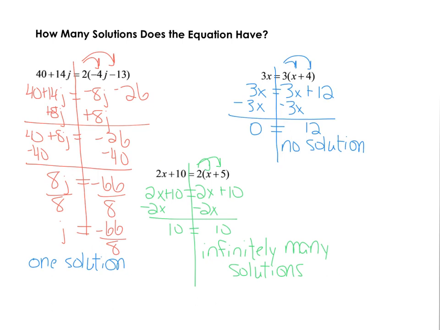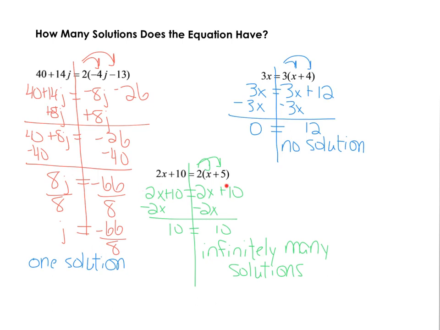If you plug in 1, you're going to get a true statement. If you plug in 2, you're going to get a true statement. If you plug in negative 55, you're going to get a true statement. If you plug in the square root of 2,362, you're going to get a true statement, okay?